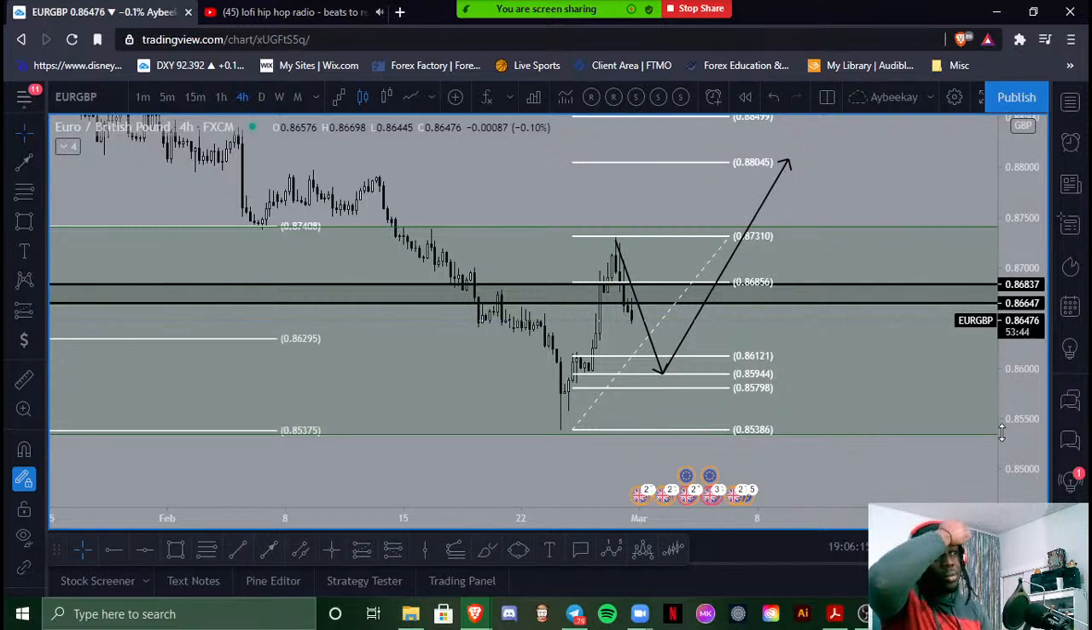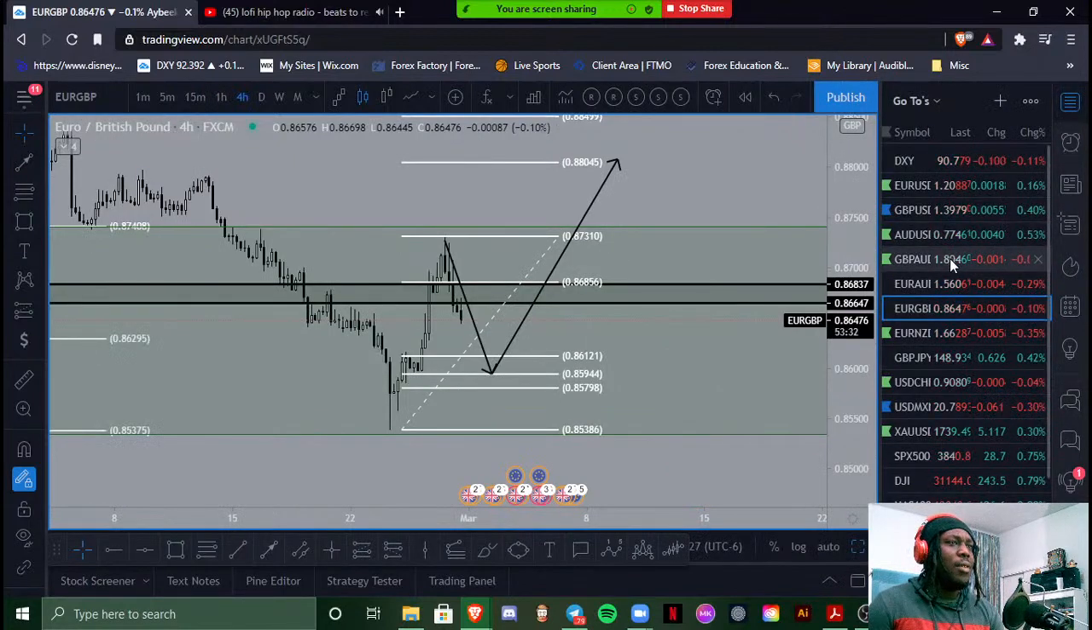That would be really cool, because that would mean GBPUSD would start to fall, and that would help GBPAUD fall too. So actually that would be nice. That would be nice, yeah.